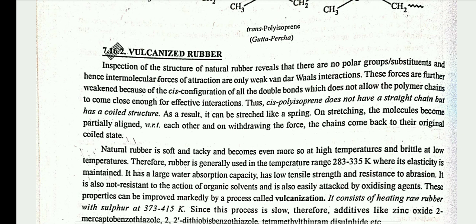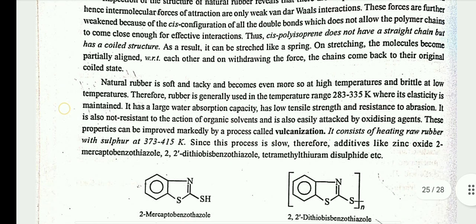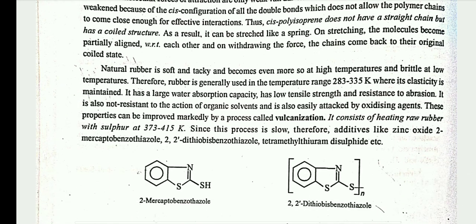On stressing, the molecules become partially aligned with respect to each other, and on withdrawing the force, the chains come back to their original coiled state. Natural rubber is soft and tacky and becomes even more so at high temperatures and brittle at low temperatures. Therefore, rubber is generally used in the temperature range 283 to 335 Kelvin, where its elasticity is maintained.